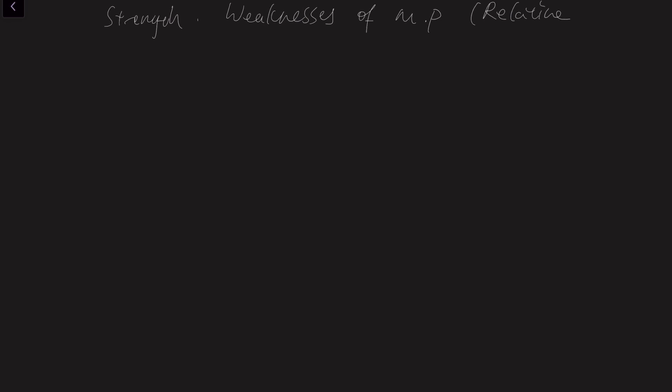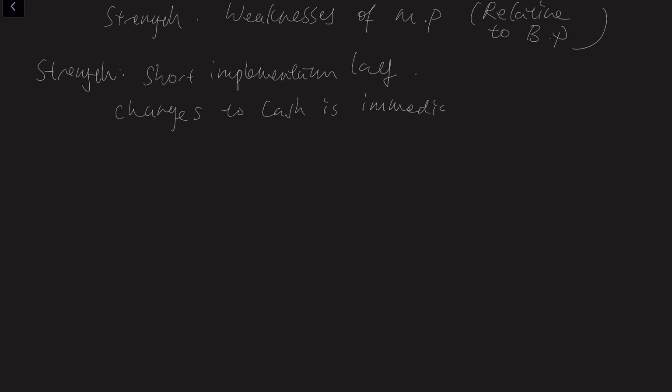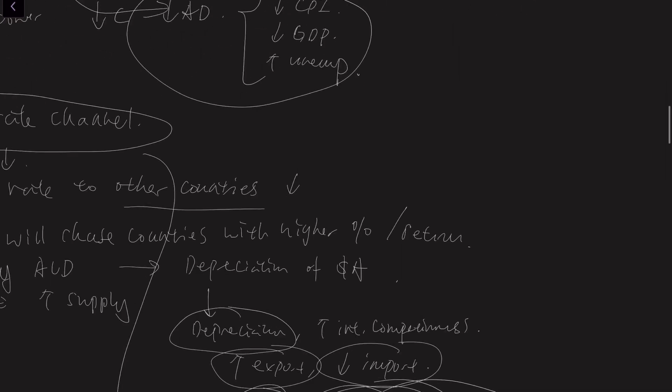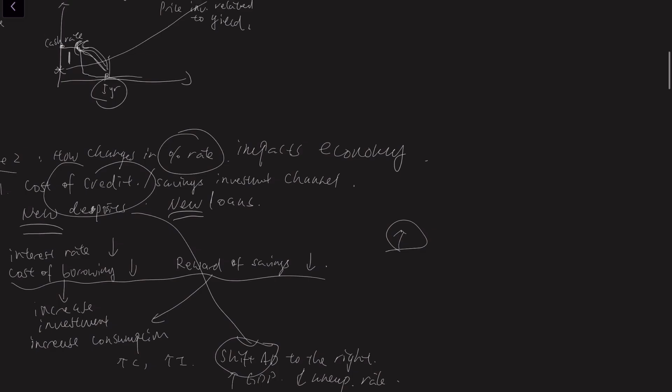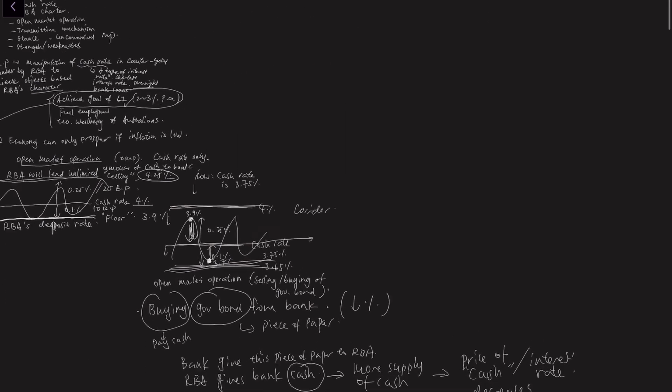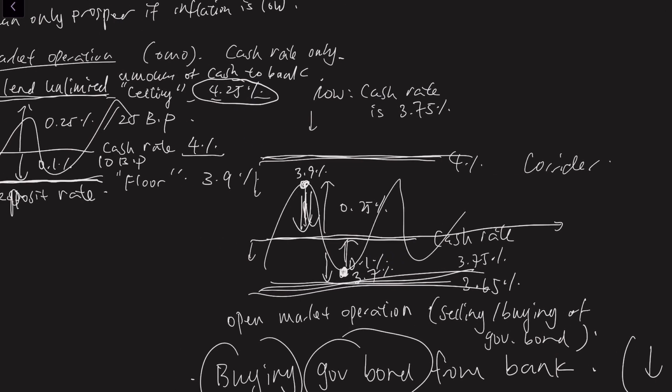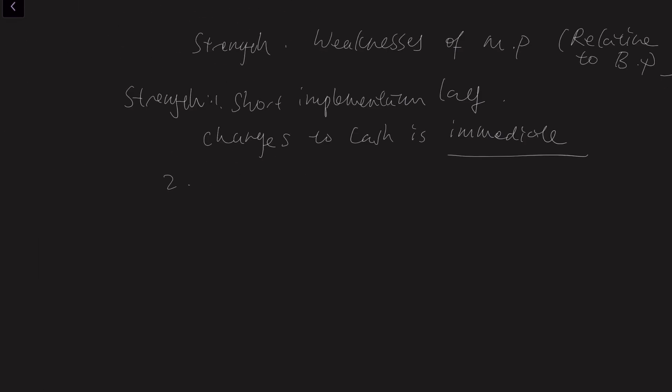We are doing a comparison here. It is relative to budgetary policy, which we talked about in the last video. Strengths. We have a short implementation lag because changes to cash rate is immediate. From this, we have also talked about this before. From this interest rate corridor, it occurs instantly. Also, it can influence expectations.